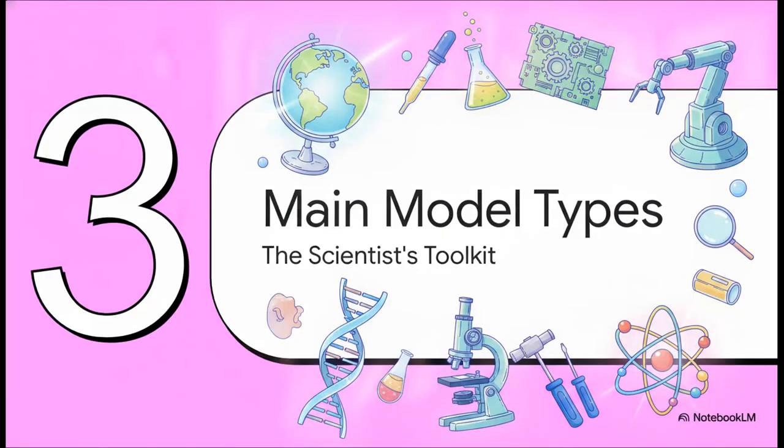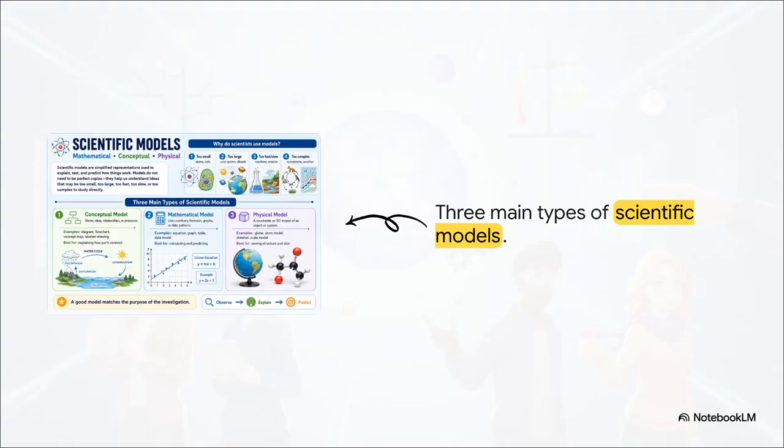All right, moving on to Section 3, the three main model types in a scientist's toolkit. Think of models like a specialized tool belt divided into three main buckets: conceptual, mathematical, and physical models. Because, let's be real, you wouldn't use a hammer to turn a screw, right? A good scientific model always has to match the precise purpose of the investigation. Let's look at how we observe, explain, and predict using these three distinct categories.